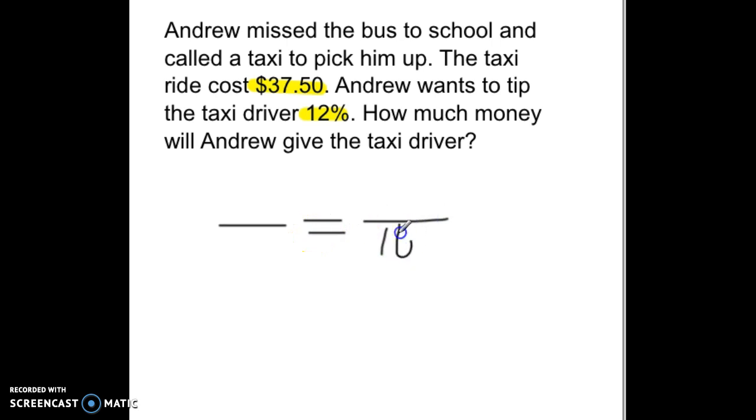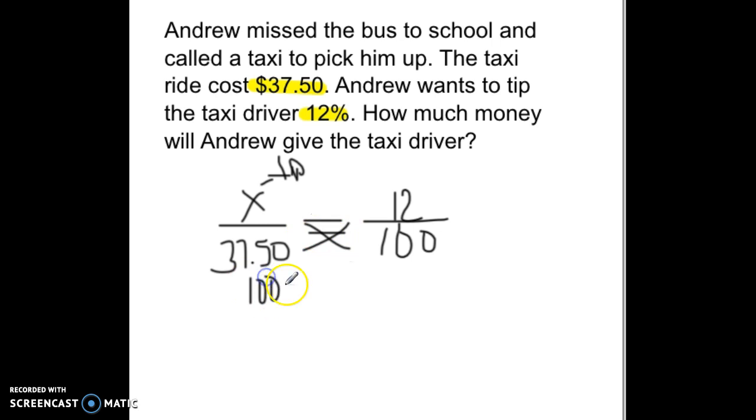It'll be over 100. In this case, our percent is 12. It's always easy to notice because it has a percent sign. And then we're going to have $37.50 as the original price of our trip. And X will be the amount of the tip. So this is how much the tip will be. Not the total cost, but the tip. So once again, we know cross products are equal, so we get 100x equals 12 times 37.50. So I'm going to do 12 times 3750.